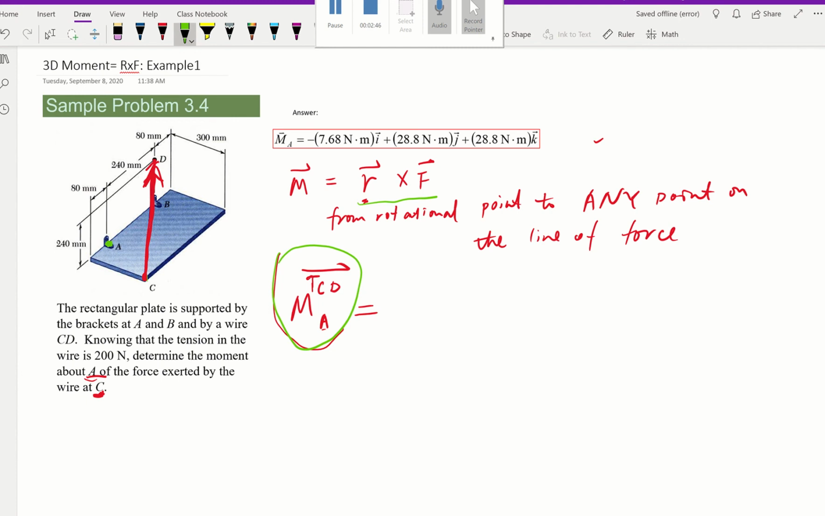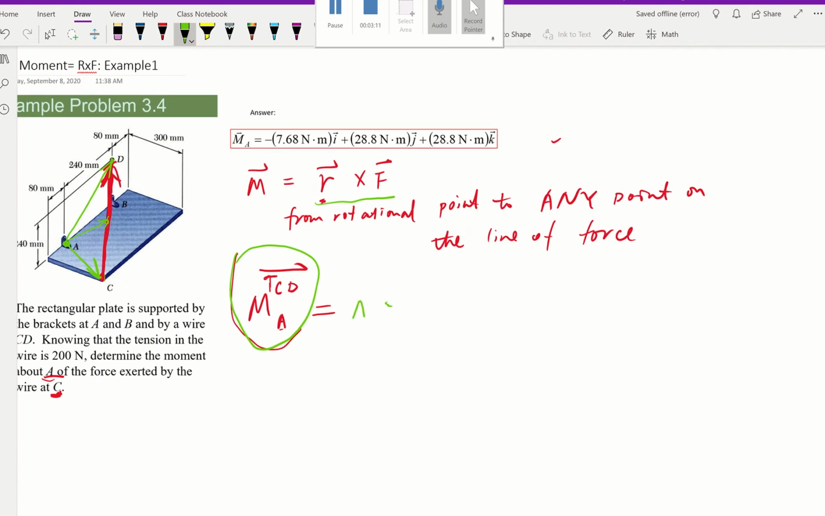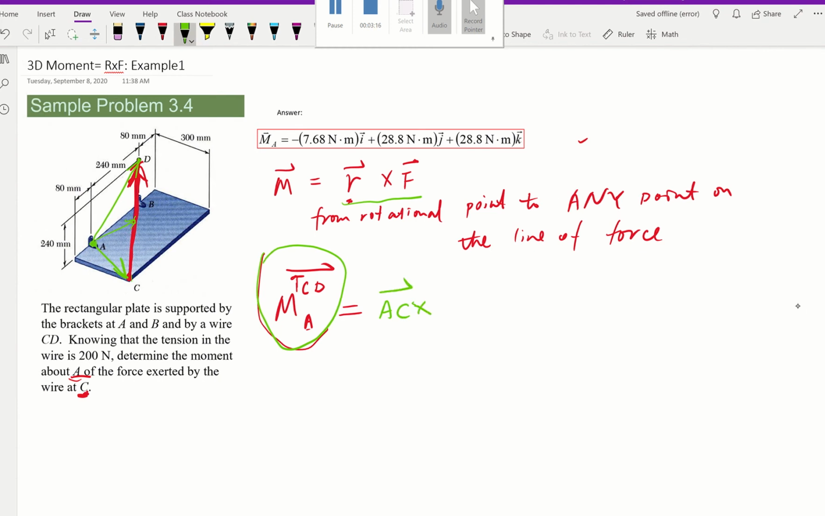This is CD. So where can we touch? We can touch C, that's easy. Or we can touch D, D is right there. Or you can pick any random point on the force, but that would be difficult because we don't know what those coordinates are. So potentially you can use AC. That's your position vector r1, then cross product with this F, and this F is T_CD.